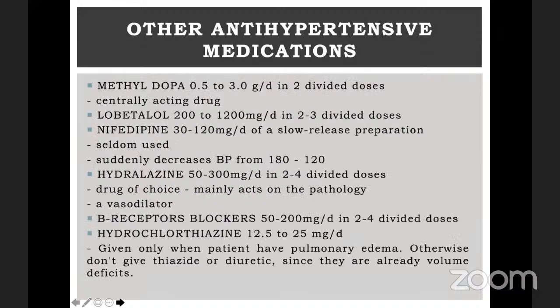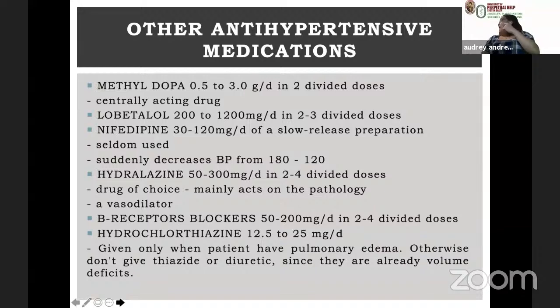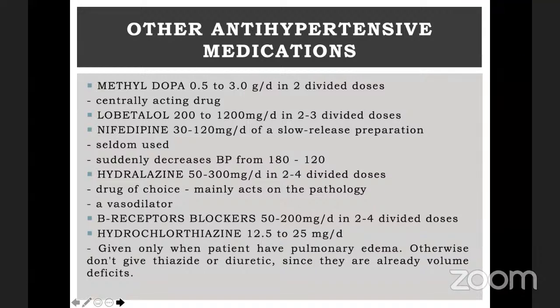Other antihypertensive medications: methyldopa 0.5 to 3.0 grams per day in 2 doses, a centrally acting drug. Labetalol 200 to 1200 mg in 2 to 3 doses. Nifedipine 30 to 120, slow release preparation, seldom used as it suddenly decreases BP from 180 to 120. Hydralazine 50 to 300 in 2 to 4 doses, the drug of choice, mainly acts on the pathology as a vasodilator. Beta receptor blockers 50 to 200 in 2 to 4 doses.